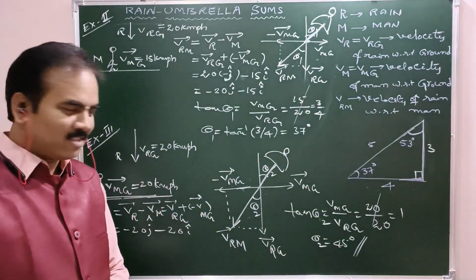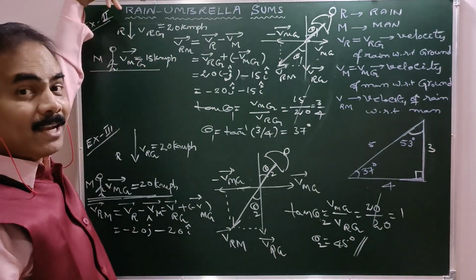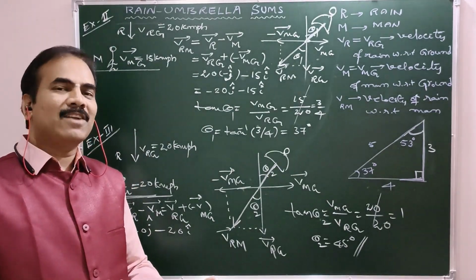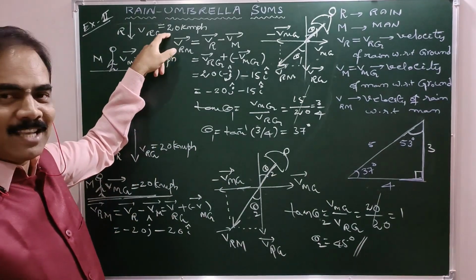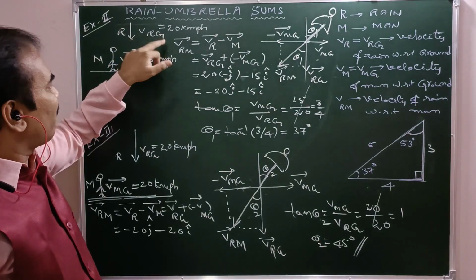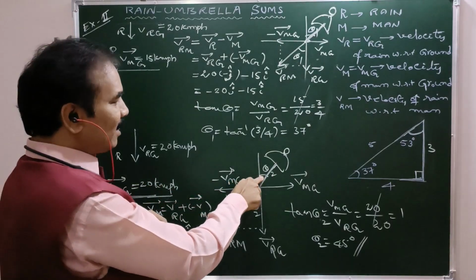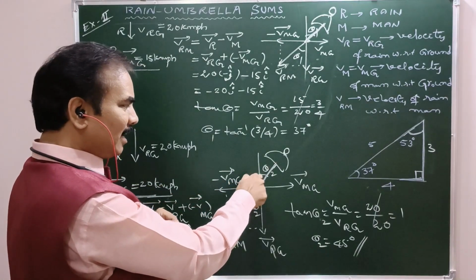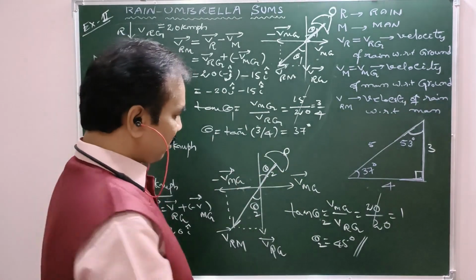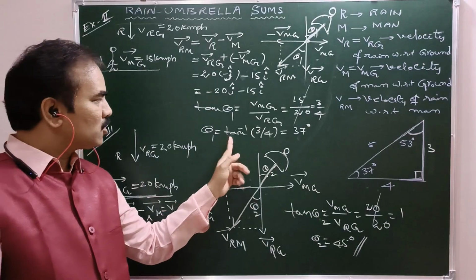What is the inference here? For a given constant velocity of rain, in both cases the velocity of rain is the same, direction also the same. So what I am saying: for a given vertical velocity of rain, if the speed of man with respect to ground increases, then theta, that is the angle made by the umbrella with vertical, also is to be increased. See here, in the first case 37, here 45 degrees, means theta also is to be increased.